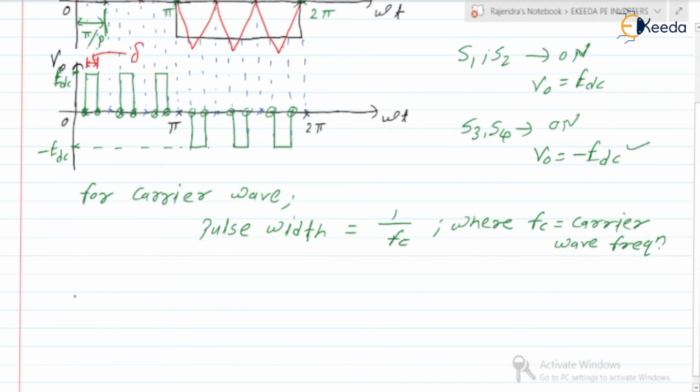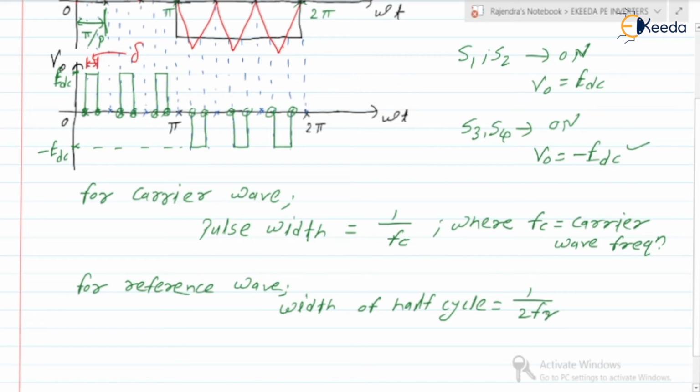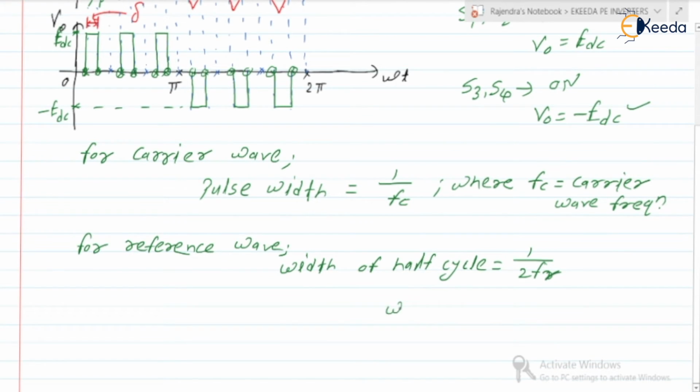Next, for the reference signal, or consider it as a reference wave, the width of half cycle is equal to 1 by 2 fr, where fr is equal to the reference wave frequency. Are you getting the point?